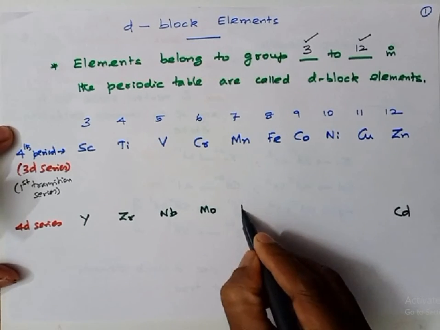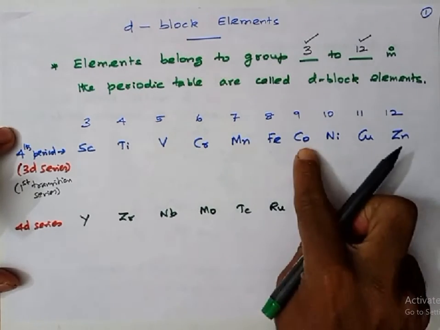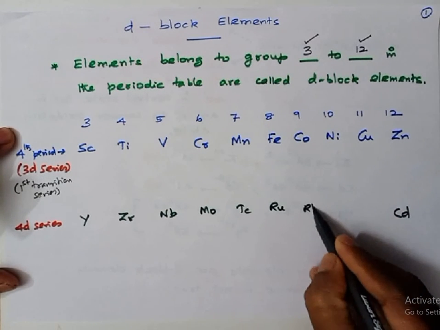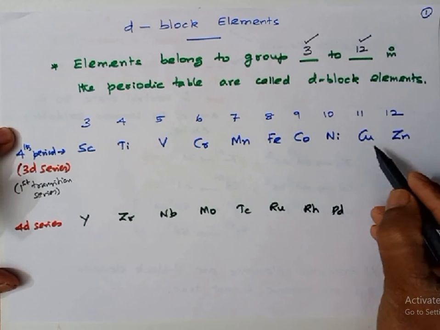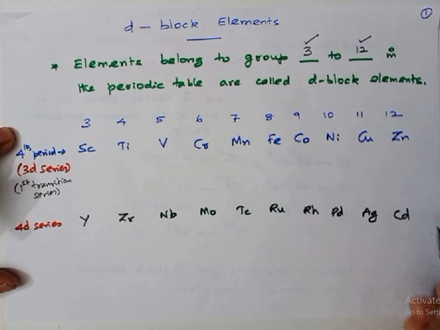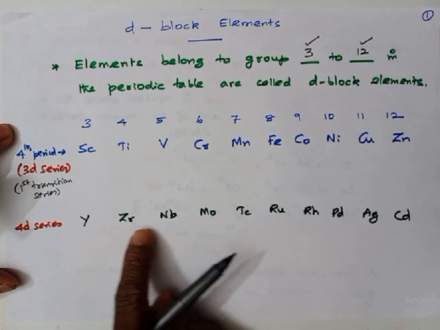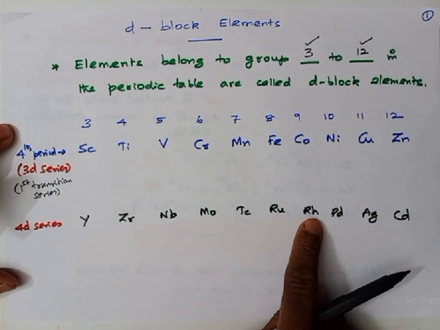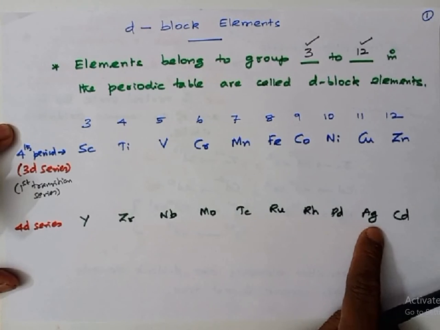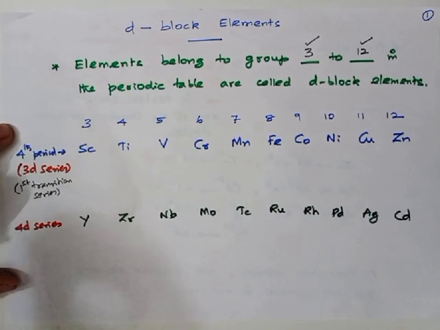Below manganese we have technetium. Below iron we have ruthenium. Below cobalt we have rhodium. Below nickel we have palladium. Below copper we have silver. These are the elements present in the 4D series of the periodic table: yttrium, zirconium, niobium, molybdenum, technetium, ruthenium, rhodium, palladium, silver, cadmium. This is also called second transition series.